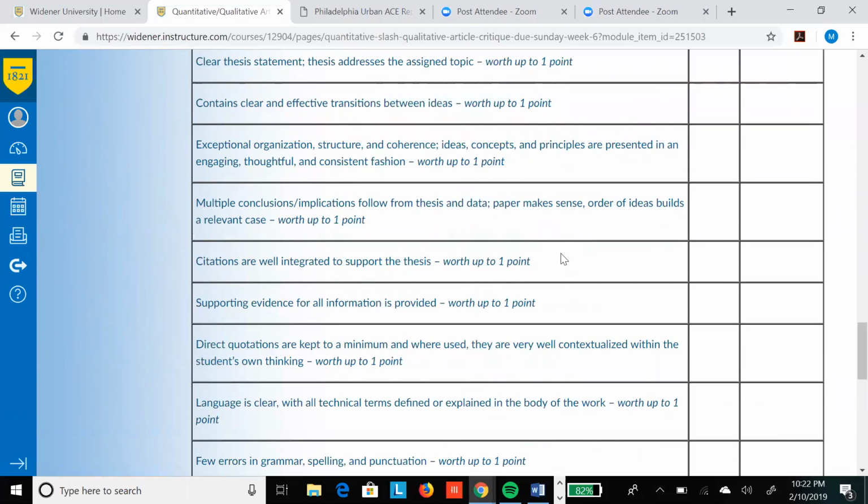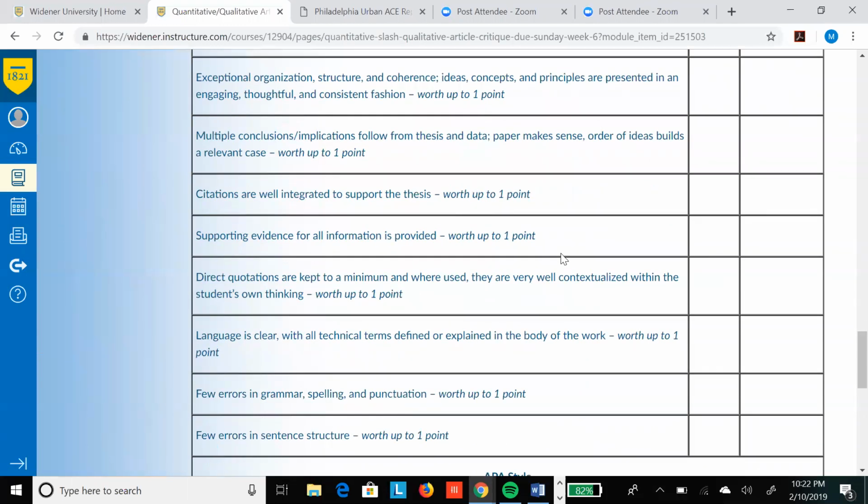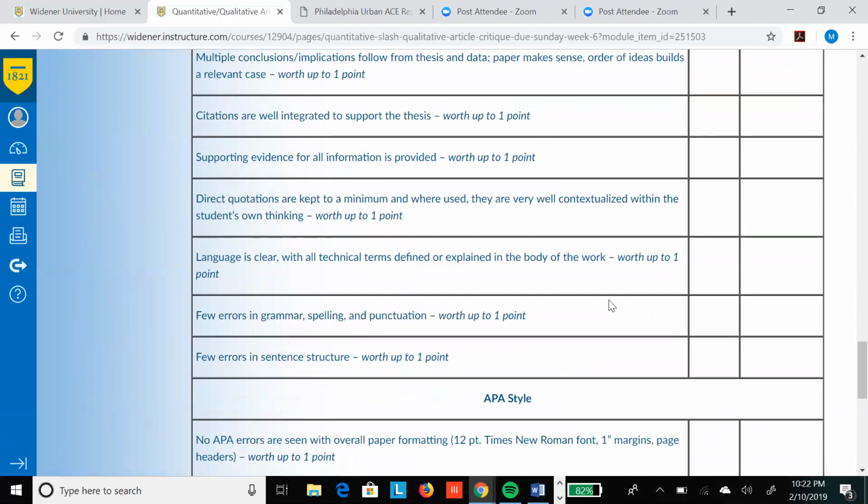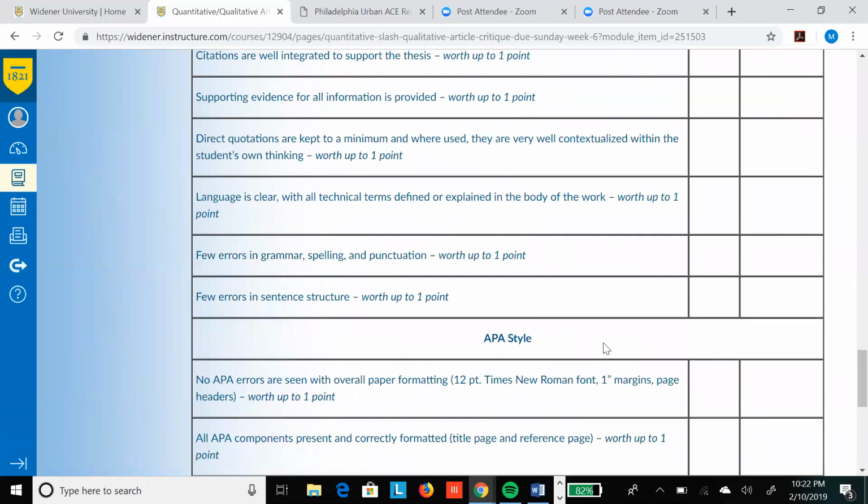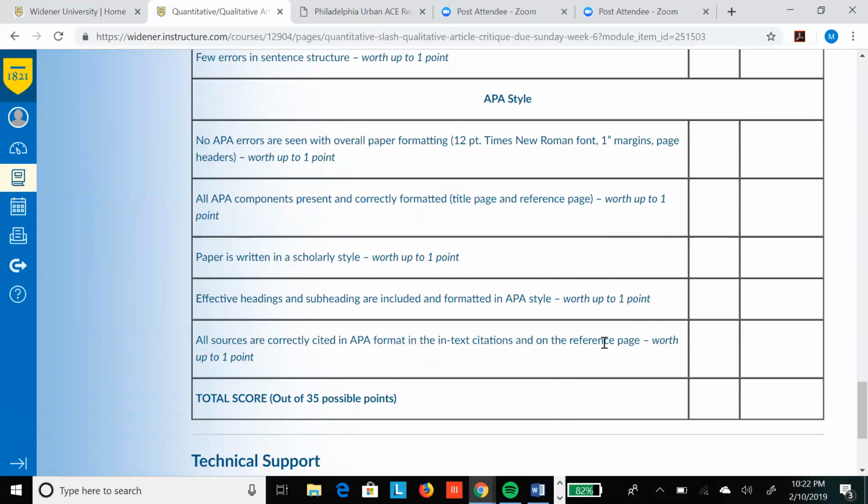You want to make sure your citations are well integrated to support the thesis. Certainly provide supporting evidence for all information. Again, direct quotations are kept to a minimum, and when used, they're well contextualized within your own thinking. You're not just simply restating what the author said. Your language is clear with any technical terms defined or explained. Few errors in grammar, spelling, and punctuation, and few errors in sentence structure. And finally, APA style.